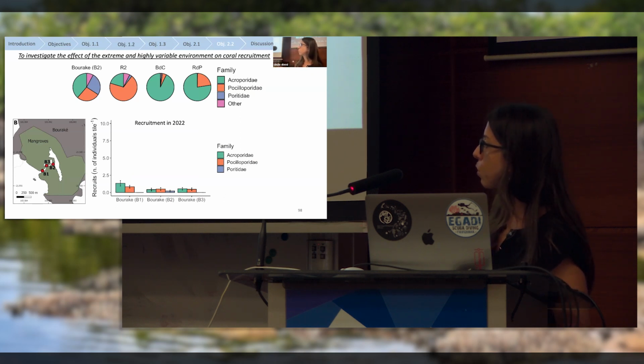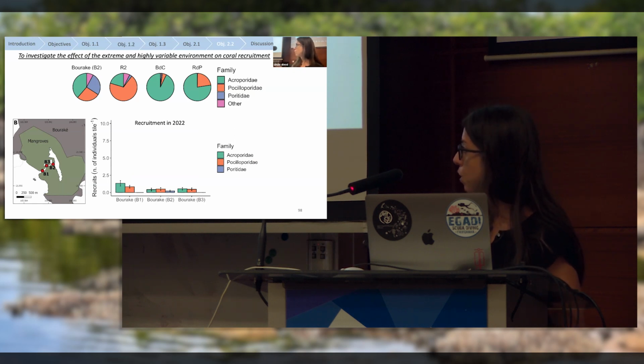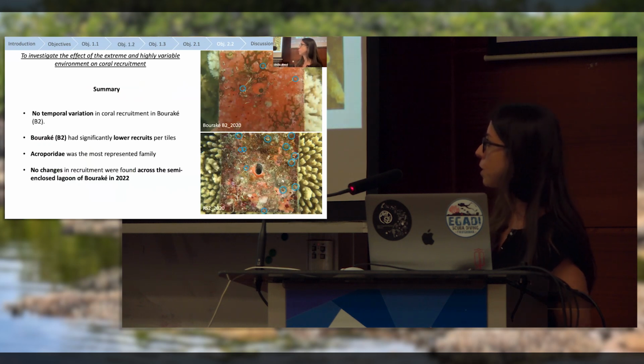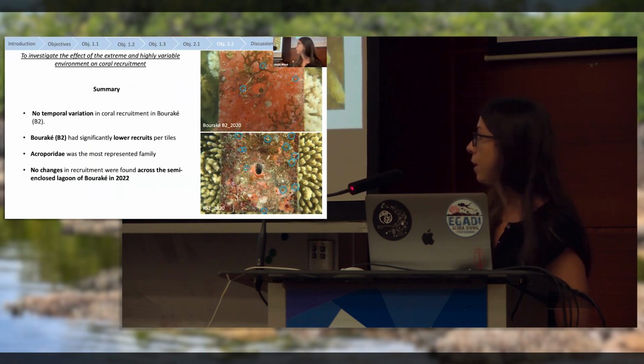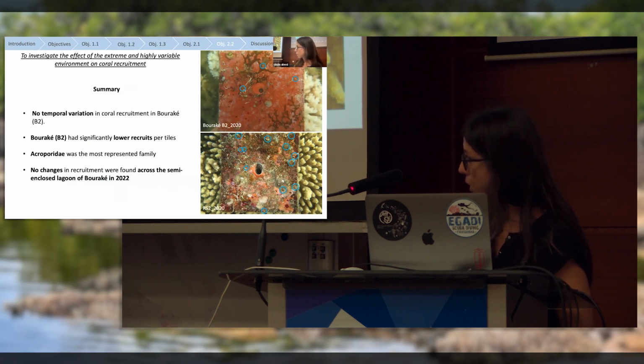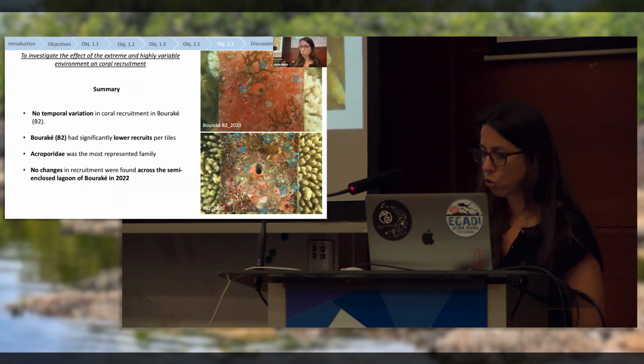So I put the recruitment tiles at different sites inside the semi-enclosed lagoon of Buraque, because I thought that maybe the high current that we have in the channel could have impacted the local recruitment, while in this enclave in B3, we probably could have higher recruitment. So I tested this hypothesis to start. And I observed that there was no change in coral recruitment across the semi-enclosed lagoon of Buraque. So the main results are that I didn't observe any temporal variation in coral recruitment in Buraque, where recruitment was negatively affected. Acroporidae was the major family represented, and I didn't observe any change across the semi-enclosed lagoon of Buraque in 2022.